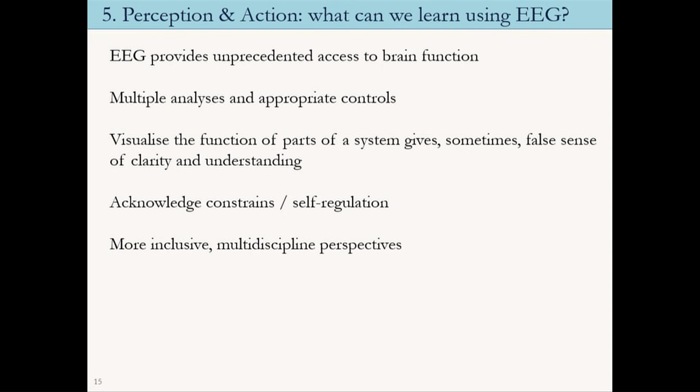So the take-home message is that EEG and all other neuroimaging methods are amazing. They give us real-time information about what the brain does. But sometimes we mistake this ability of visualizing and recording information for a false sense of understanding of things. So we have learned that if we use multiple analyses and appropriate controls, and if you push a bit more than what you expect, you can find amazing results.